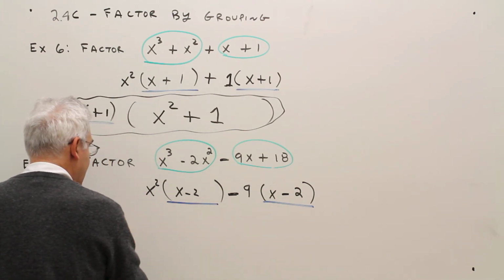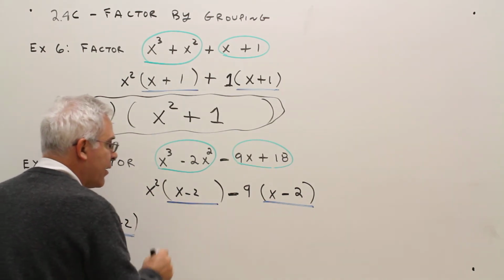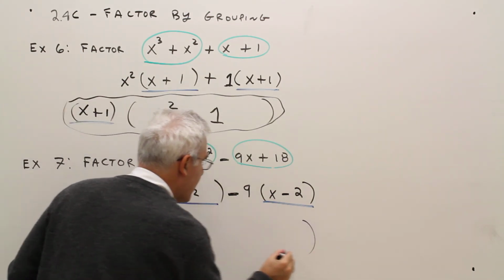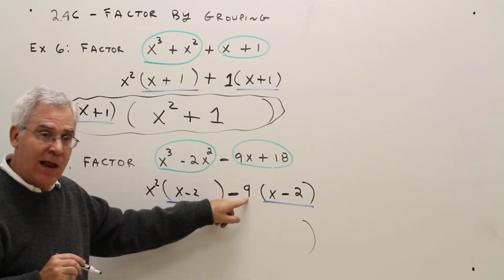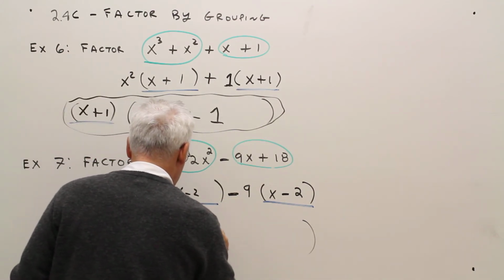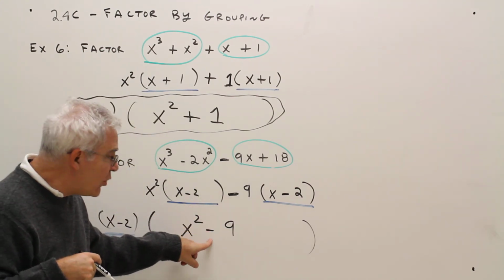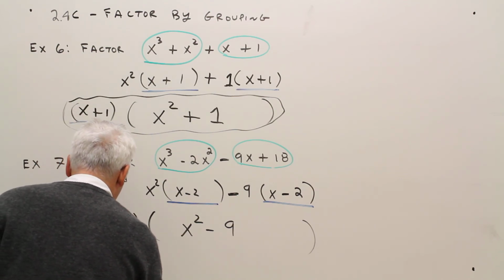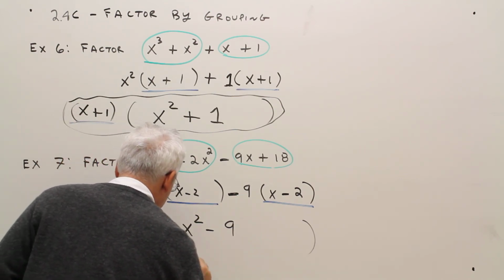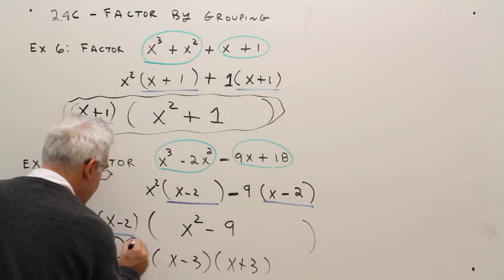So it'll be x minus 2. I'll underline that in blue. And then who remained? Who did I not underline? X squared minus 9. Oh, now I do have a difference of squares. So now I got to factor it some more. X minus 2, x minus 3, x plus 3.